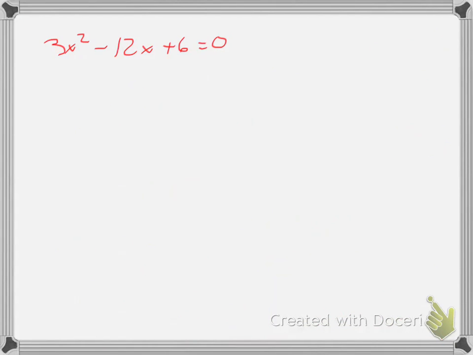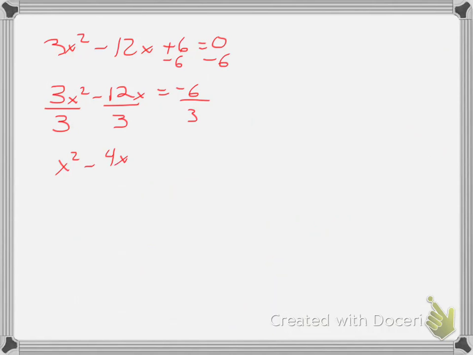In this case, the quadratic term doesn't have a coefficient of 1. It's 3. I'm still going to start it the same way. And I'm going to subtract 6 to get it into the x squared plus bx form. But what I'm going to do here is divide by that coefficient in order to get that x squared term to be a 1. So it's x squared minus 4x is equal to negative 2.